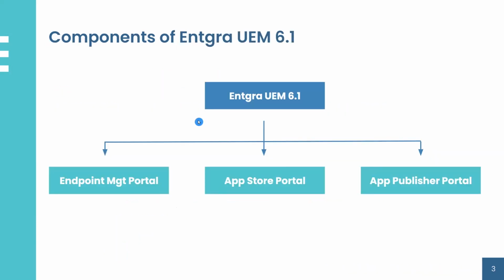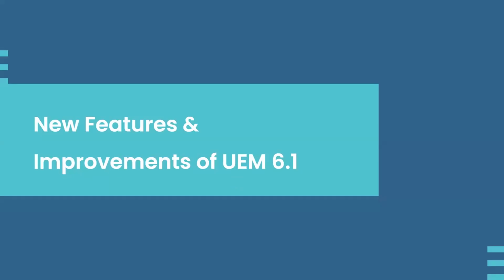So let me quickly give you an overview of Entgra UEM 6.1. As you may know, Entgra UEM has three main portals: the Endpoint Management Portal, which caters to mobile device management needs, while the App Store Portal and the App Publisher Portal fulfill application management requirements. But in this 6.1 release, we have mainly focused on improving the Endpoint Management Portal for better mobile device management. Alright, so now let's talk about what's new in this UEM 6.1 release.